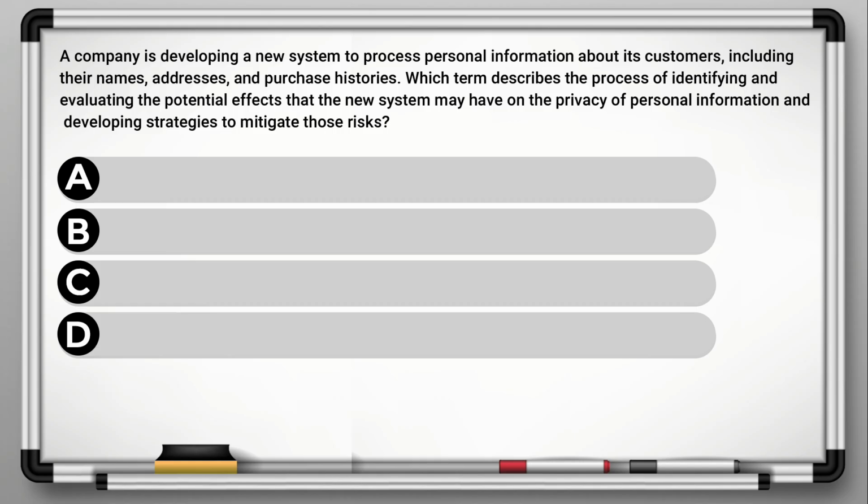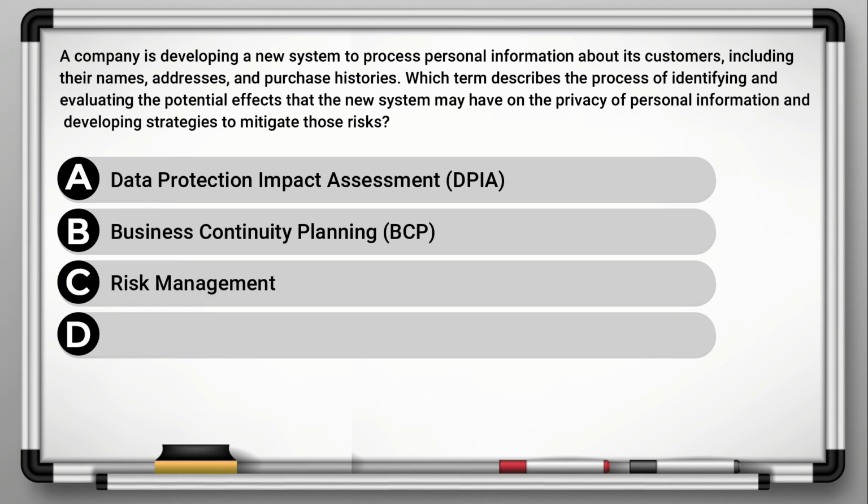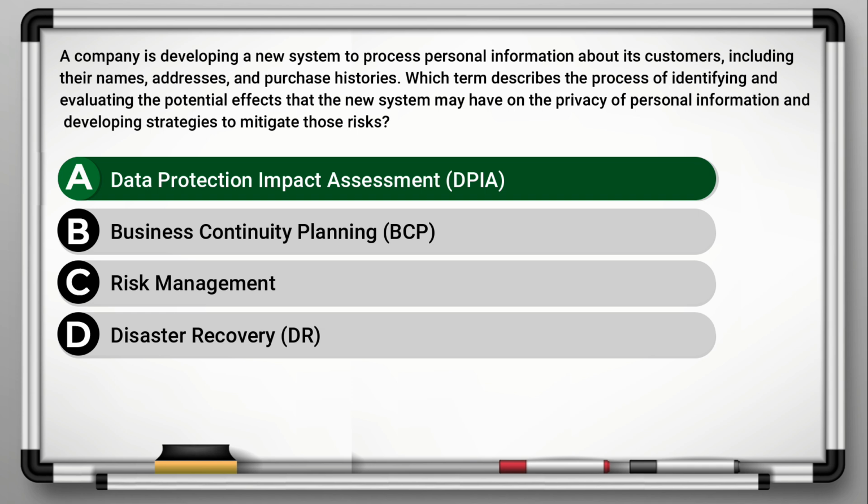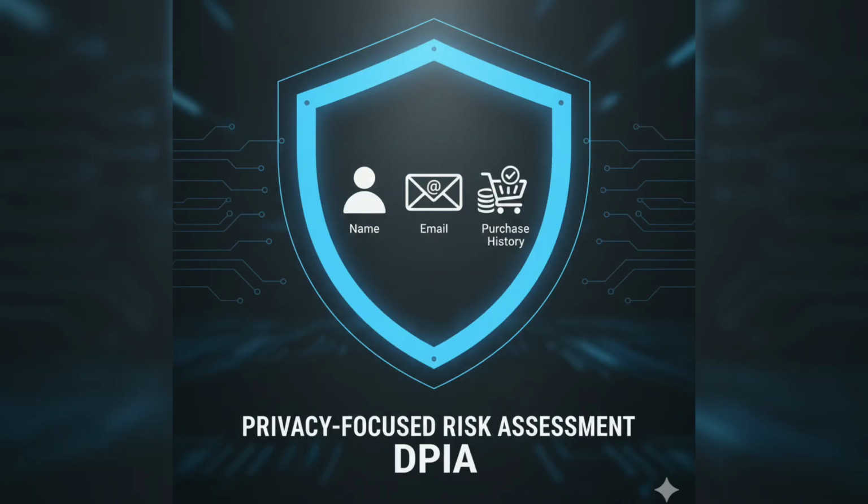Question 4. A company is developing a new system to process personal information about its customers, including their names, addresses, and purchase histories. Which term describes the process of identifying and evaluating the potential effects that the new system may have on the privacy of personal information and developing strategies to mitigate those risks? Answer A. Data Protection Impact Assessment, DPIA. DPIAs identify privacy risks before implementing new systems, ensuring compliance with GDPR, HIPAA, and other regulations.